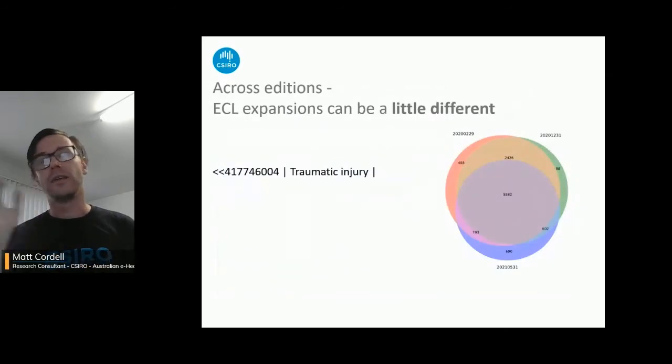So the explanation for this is that the ECL expansions can be a little different over time. And this is because new concepts are added to the terminology, hierarchies change a little bit, definitions are updated, whole heap of things. So ideally, you expect a little bit of change. So this is all of our subtypes of traumatic injury. We're comparing 3 editions here. You can see there's a lot of overlap.